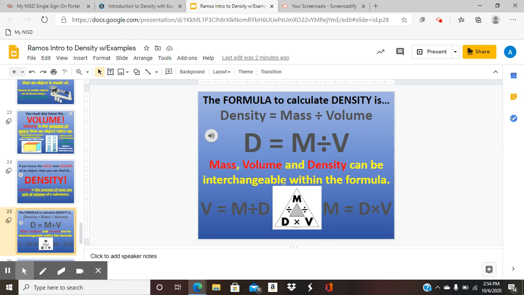It can also be rearranged within the formula. So you could also have volume equals mass divided by density, or if you're going to find your mass, you could do density times volume. So this is a very good formula that you need to write down in your notebook.